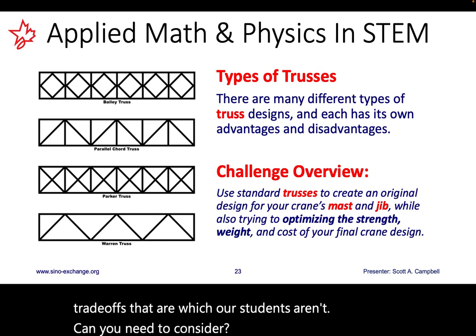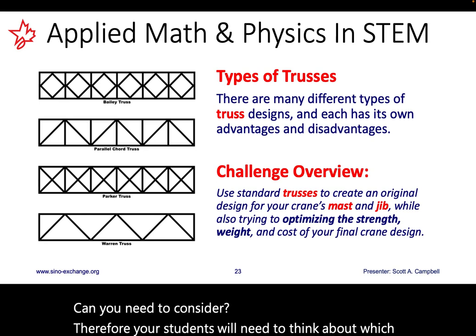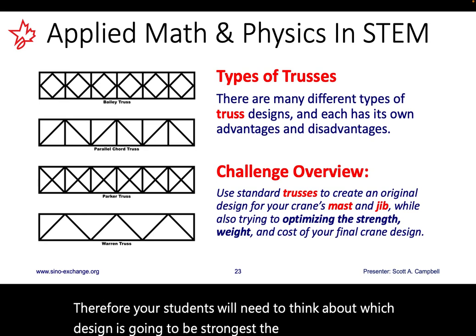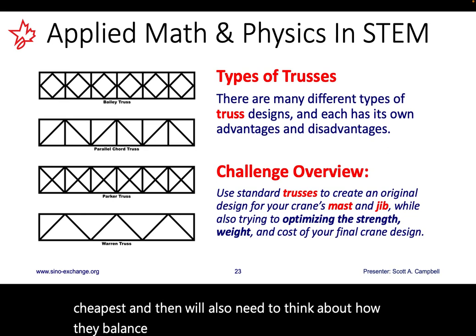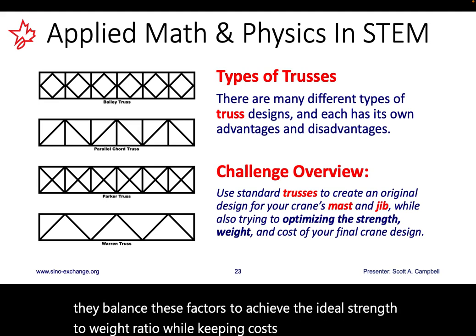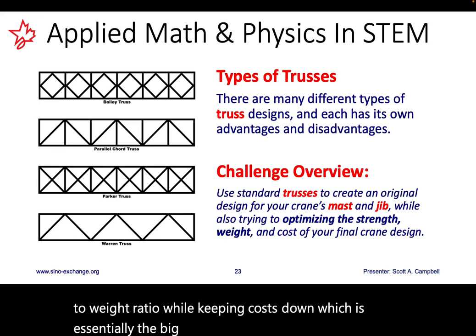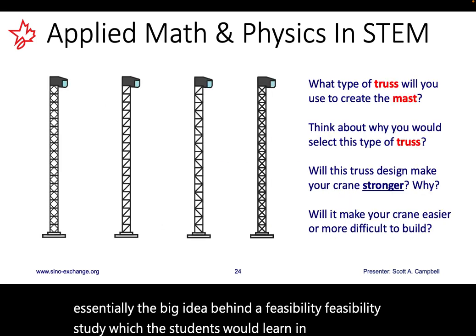Therefore, your students will need to think about which design is going to be the strongest, the lightest, and the cheapest. And then they'll also need to think about how they balance these factors to achieve the ideal strength to weight ratio while keeping costs down, which is essentially the big idea behind a feasibility study, which the students would learn in an economics class.